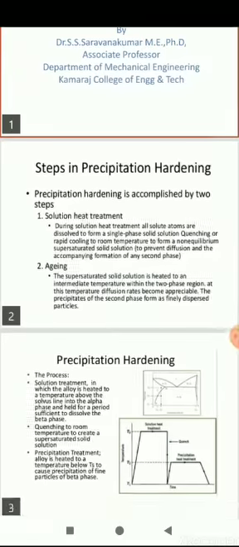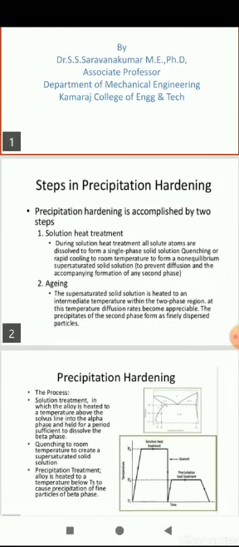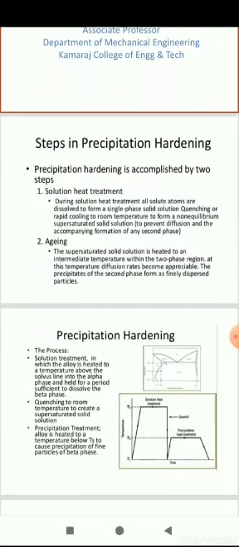Now step number 1 is solution heat treatment. In this, first we have to reach a temperature above the melting temperature, at which time the solute atoms are completely dissolved. Again we move to the rapid quenching process, in which the liquid is converted into the solid. Now again step number 2, the aging process. This aging process gives a meaningful effect.